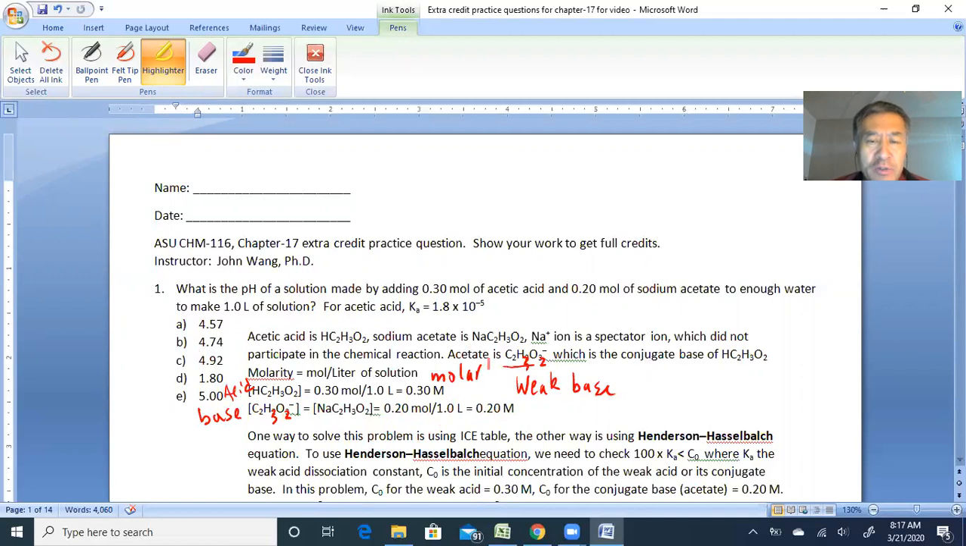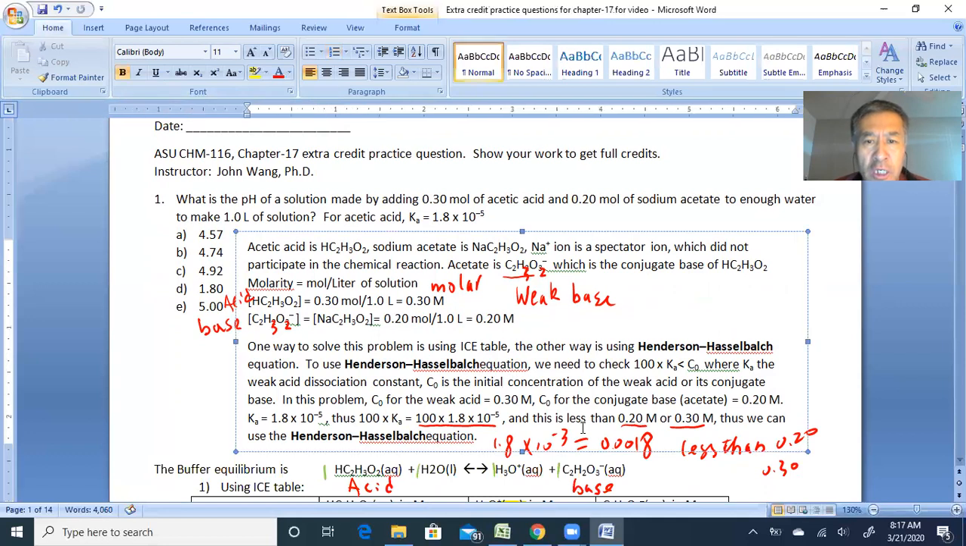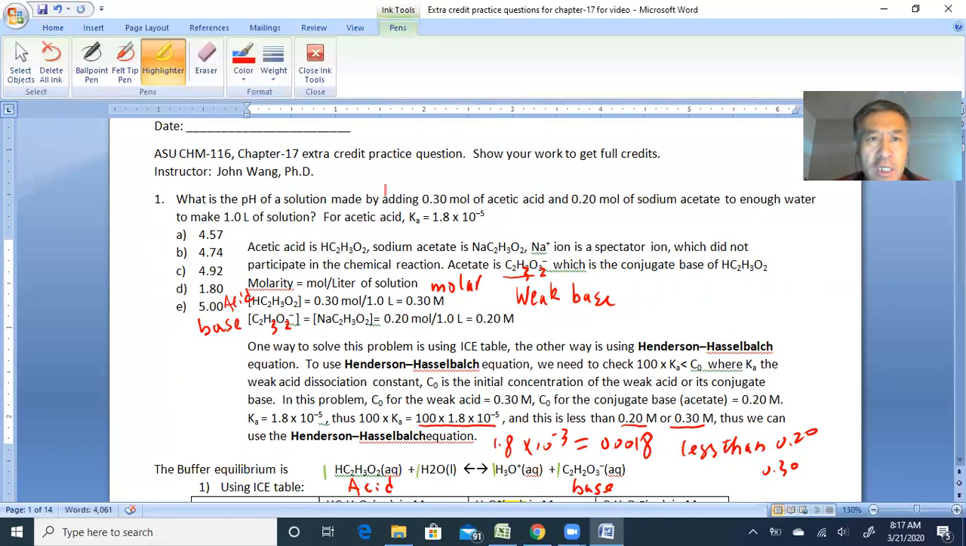Okay, so once we have this information, one way to solve this problem is using the ICE table. The other way is using the Henderson-Hasselbalch equation. To use the Henderson-Hasselbalch equation, we need to check that 100 times Ka is less than C0. Ka is the weak acid dissociation constant. C0 is the initial concentration of the weak acid or its conjugate base.